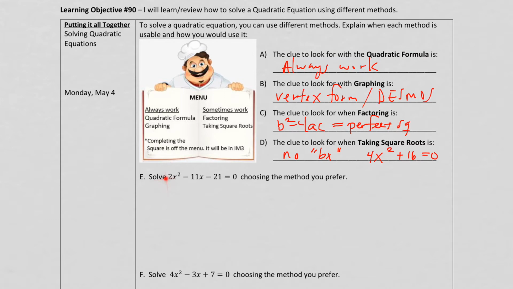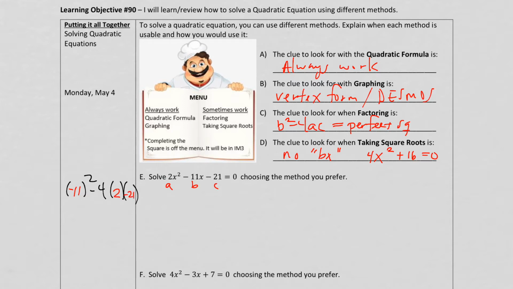Example E. Solve 2x squared minus 11x minus 21 equals 0 by choosing whatever method you prefer. So in this case, I'm going to first find the discriminant. So I'm going to find b squared minus 4ac. Remember here, this is already set in standard form, so a is 2, b is negative 11, c is negative 21. So it's b squared, b is negative 11, so negative 11 squared, minus 4 times a is 2, and then c is negative 21.